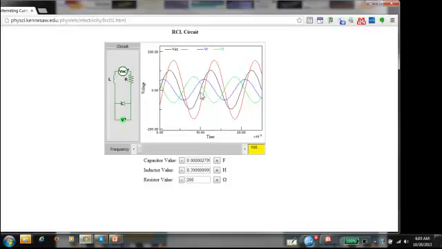Now if I go down here and try to find the time 9.78, okay, we are here at 9.78, and that's giving me minus 14 volts.